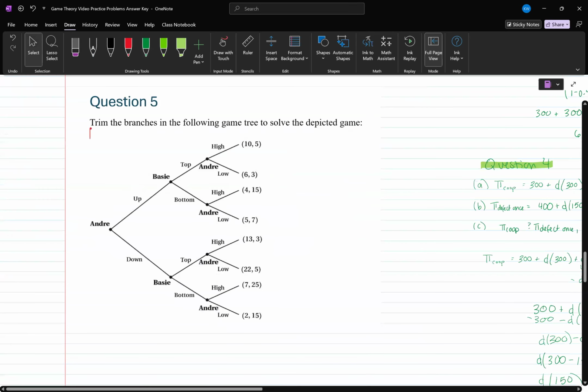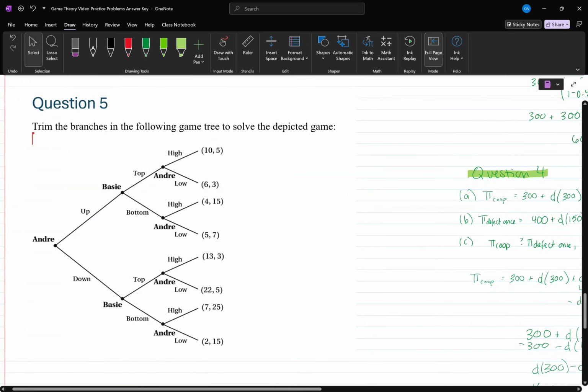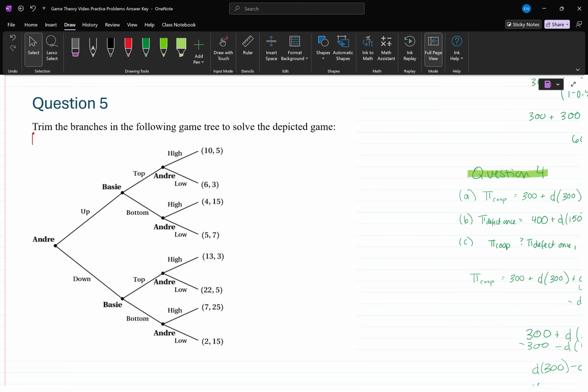All right, moving to question 5. So here's just practice with decision trees, just using backward induction to identify the equilibrium of this game. And this one's a little more complicated because we have 2 players with Andre and Basie. And in this game, Andre's the first mover, and then Basie moves, and then Andre moves again. And so again, what we're going to do is just use backward induction.